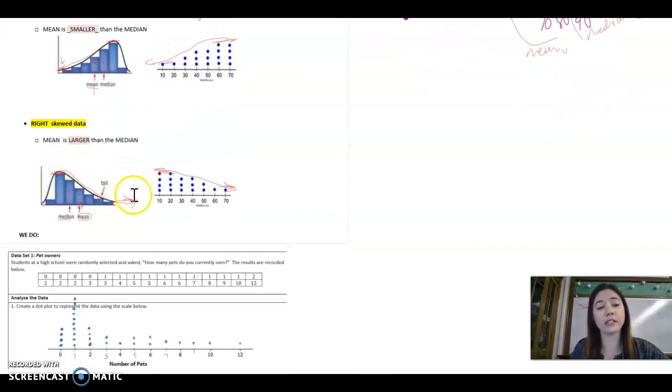When we have that right skewed data, we have those outliers that are bigger, so it's going to be pulled to the right. Again, right skewed pulls it to the right where our larger numbers are. So my mean becomes larger than my median.